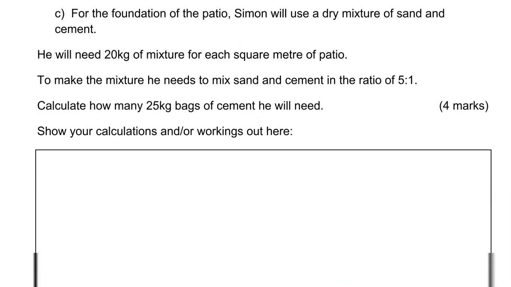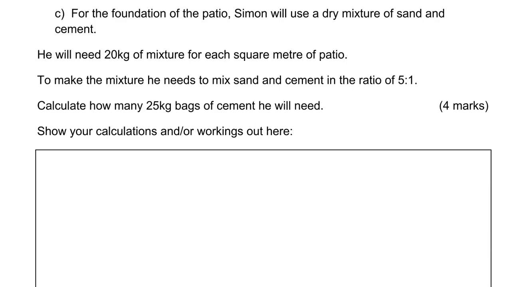For the foundation of the patio, Simon will use a dry mixture of sand and cement. He will need 20 kilograms of mixture for each square meter of patio. To make the mixture, he needs to mix sand and cement in the ratio of 5:1. Calculate how many 25 kilogram bags of cement he will need. Show your calculations and/or workings out here.